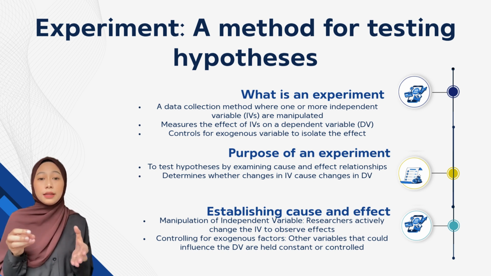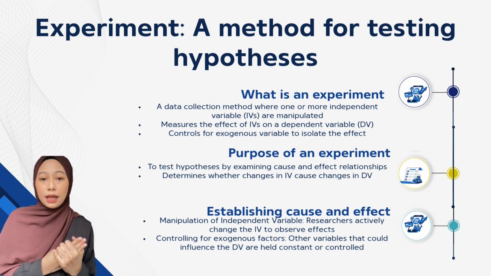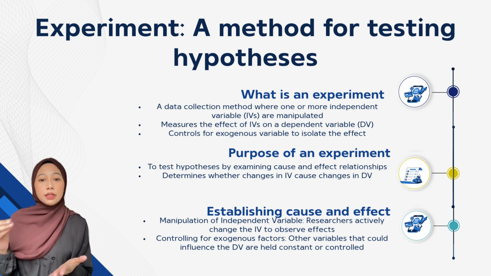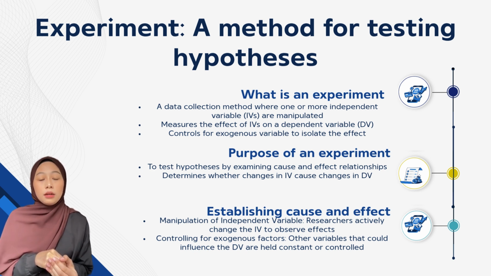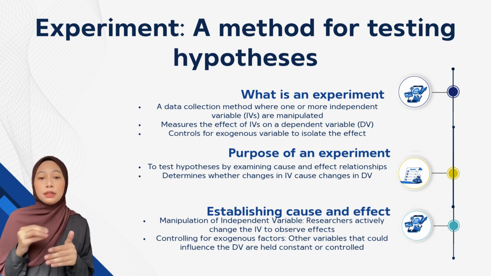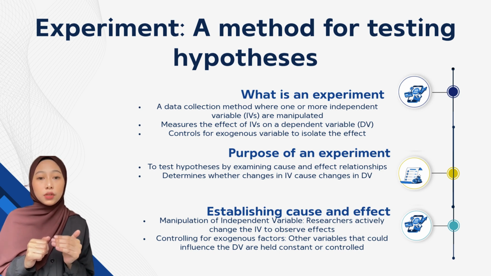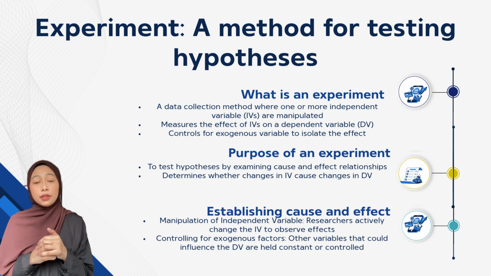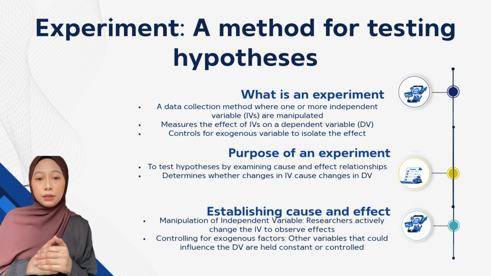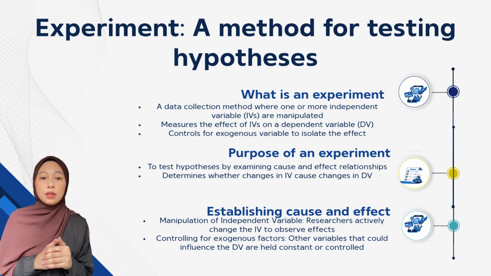Okay, how cause and effect is established in an experiment. One is by manipulating the IV. Establish the direction of the relationship. Show whether change in the IV leads to change in the DV. Number 2, by controlling for exogenous variables. Ensure that any observed effect on the DV is actually due to the manipulation of the IV and not some other confounding variable. Increase the internal validity of the experiment.